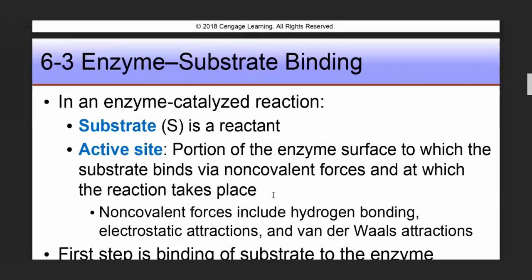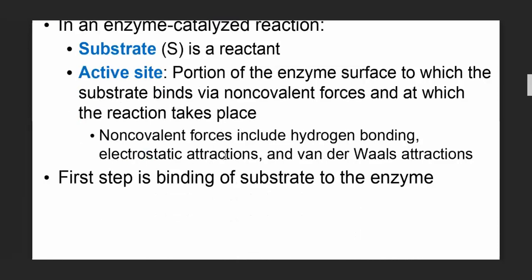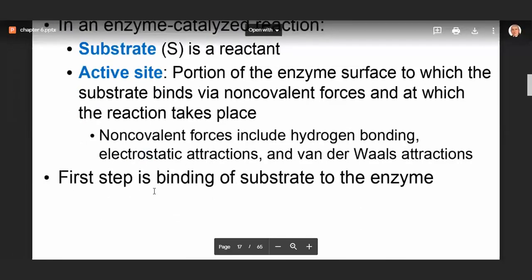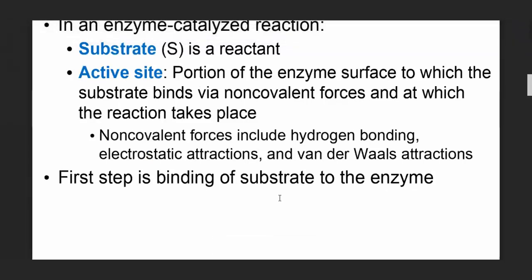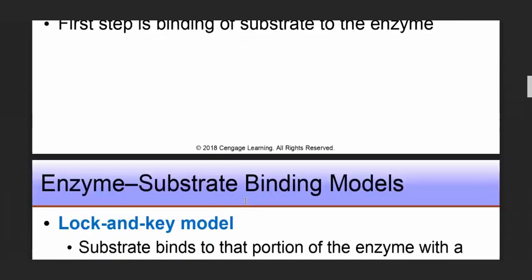All these are non-covalent, and the reaction takes place at the active site. So there is a small portion on the surface of the enzyme to which the substrate binds, and then the reaction occurs. This binding is through non-covalent forces, like I said, and van der Waals. The first step is binding of the substrate to the enzyme. If the substrate does not bind the enzyme, then it will not be converted into product. Very simple: if it does not bind, then no reaction will take place.